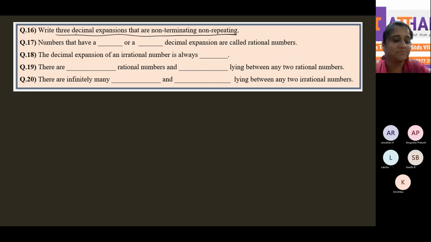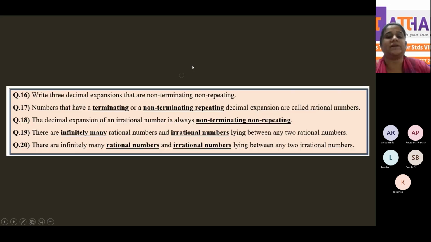Now, let's fill in the blanks. Numbers that have a terminating or a non-terminating, repeating or recurring decimal expansion are called rational numbers. The decimal expansion of an irrational number is always non-terminating and non-recurring.